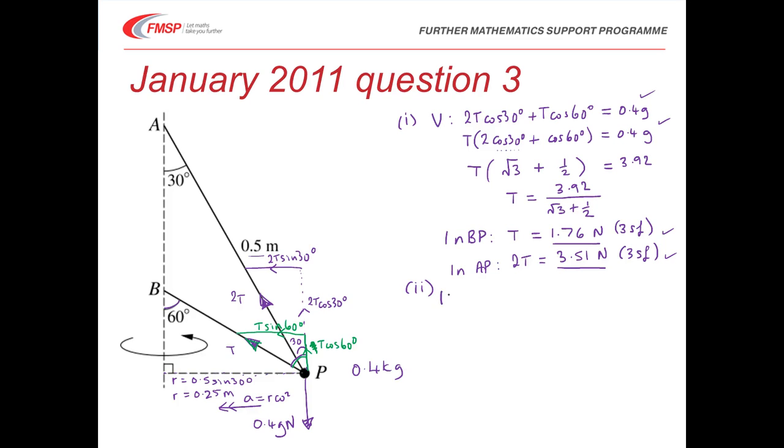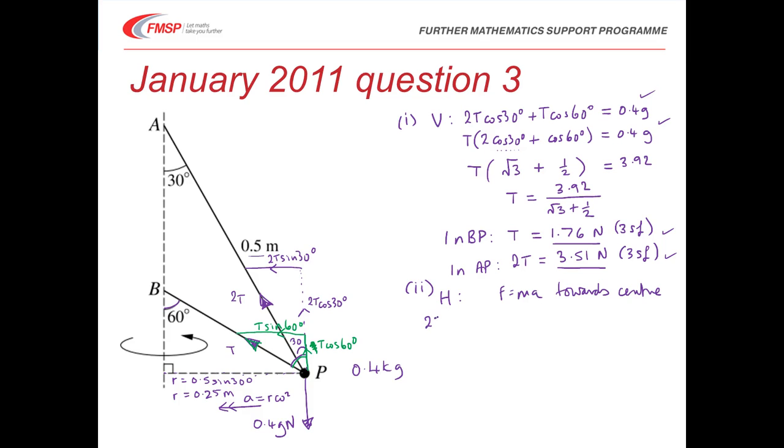Well, in that case I've got to consider what's happening horizontally. P is carrying out circular motion, and therefore there has to be an acceleration towards the centre. That's r omega squared. So the resultant force towards the centre must be producing that circular motion. So I'm going to use F equals ma towards the centre. Well, let's find all the components acting towards the centre. There's a component of each of the tensions, and that's it.